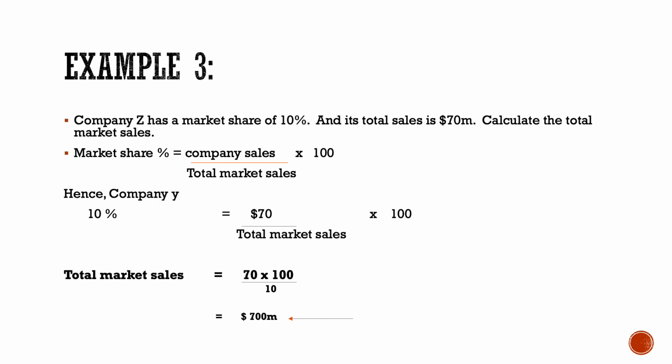Now we move on to another example. Company Z has a market share of 10% and its total sales is $70 million. Calculate the total market sales. Same as the other two examples, all we have to do is to fit in the figures in our formula. Therefore, the total market sales is equal to 70 multiplied by 100 divided by 10. So the total market sales is equal to $700 million.